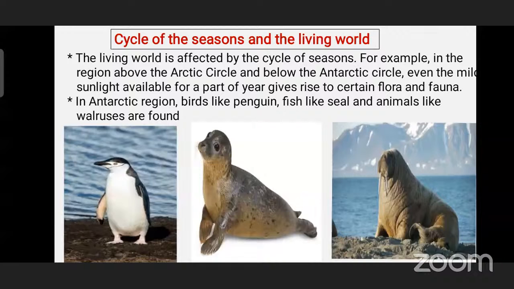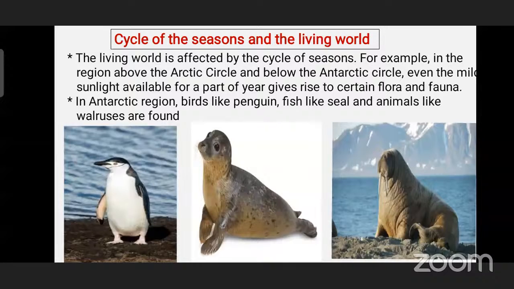What is this flora and fauna? Flora means plants and fauna means animals. So because of this sunlight, at that part of the year when they receive sunlight, only then some plants grow. And next, what is this, students? You can see these animals, this bird. Here the first one is the penguin, the second is the seal, and the third one is the walrus. So these are found in the Antarctic region. So where is this Antarctic region? It is below the equator in the southern hemisphere. It is below the Antarctic Circle.